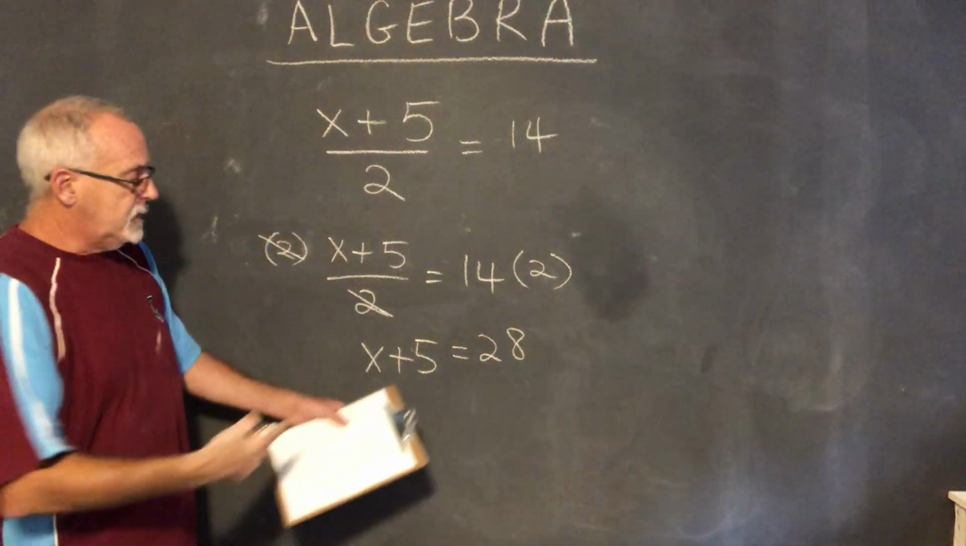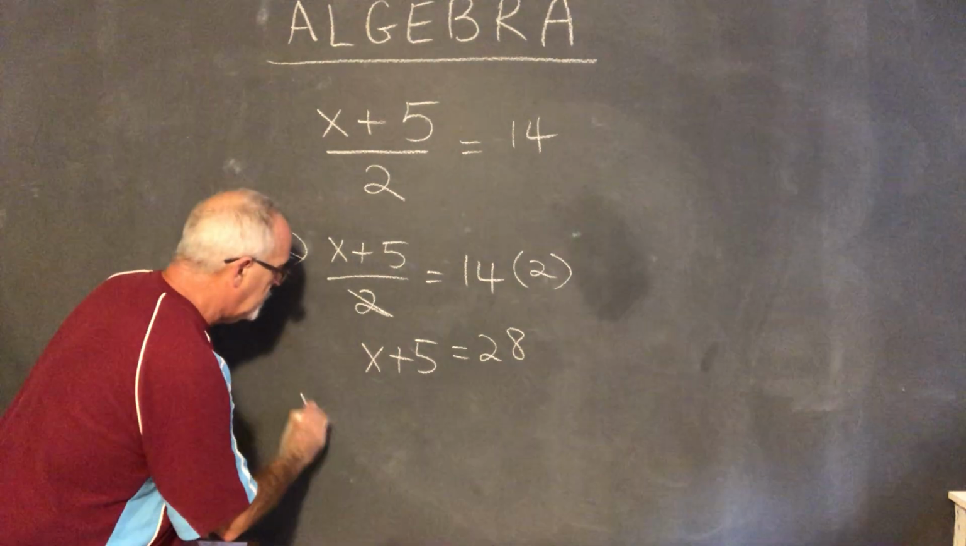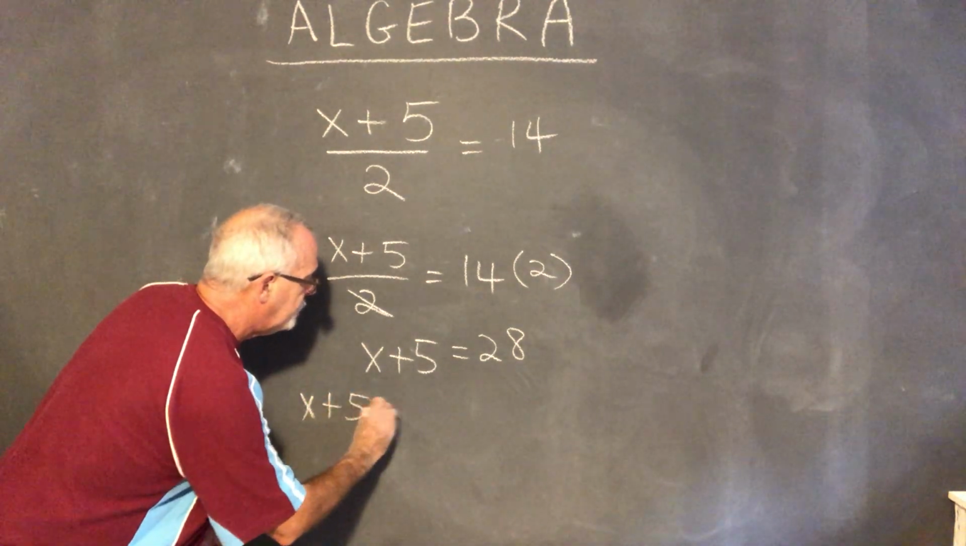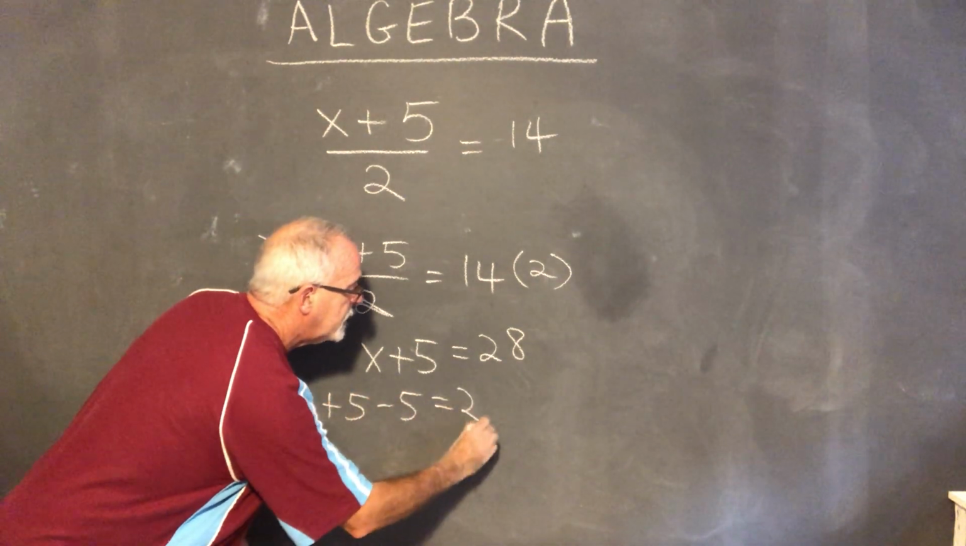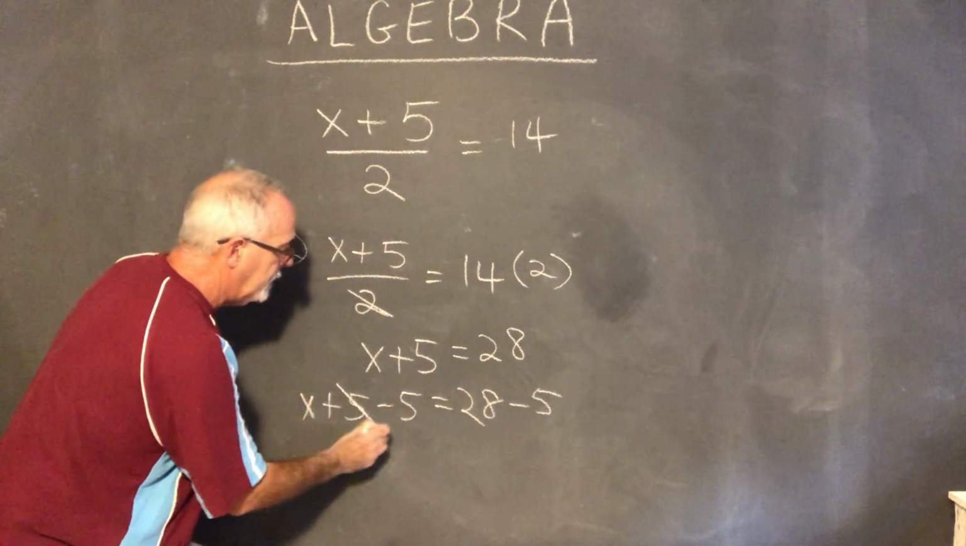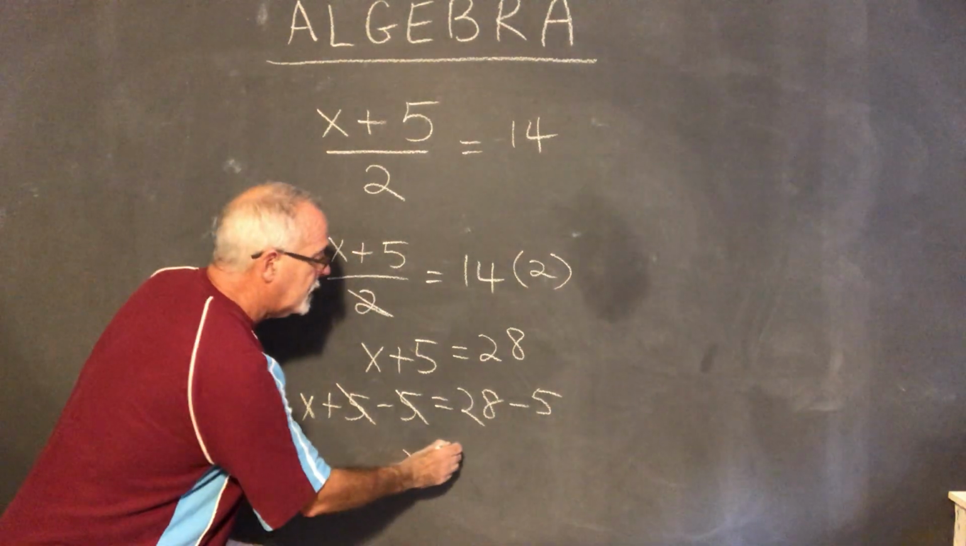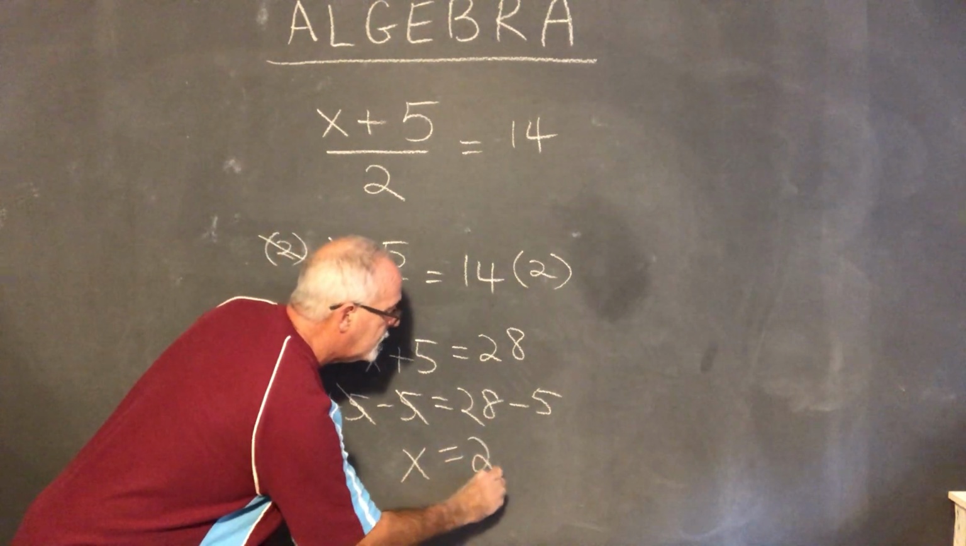Now what do I do? It looks the same as they often do at the end. I'm adding a 5 to my x, so I do the opposite. X plus 5 minus 5 equals 28 minus 5. The opposite of adding a 5 is subtracting 5. These cancel. Do I have room for my answer? Yes, I do. My x is isolated. 28 minus 5 is 23.